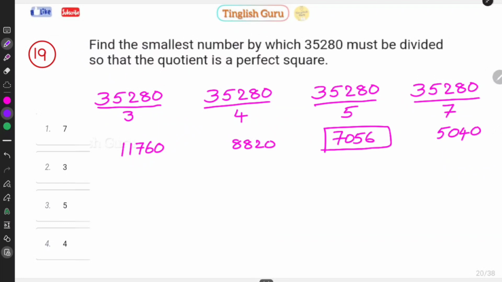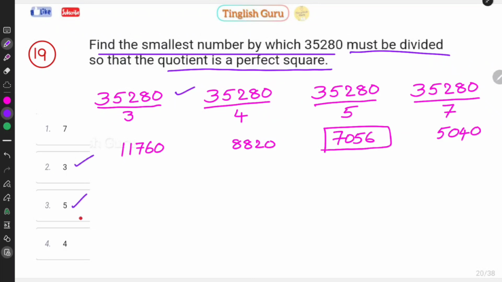Next, in this question, find the smallest number by which 35,280 must be divided so that the quotient is a perfect square. So we have to divide this number with all the options, and the quotient should be a perfect square.